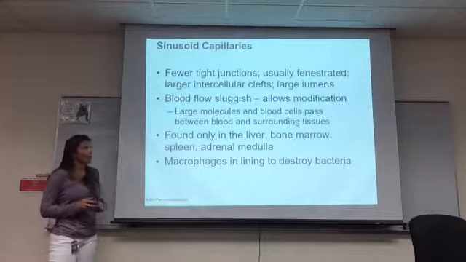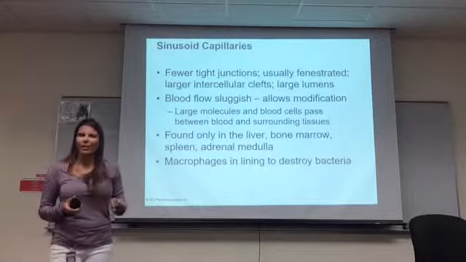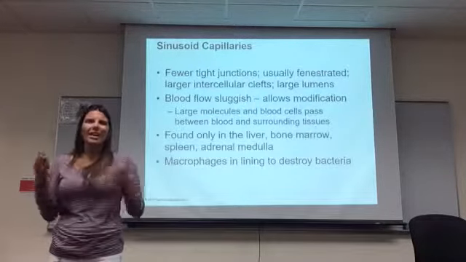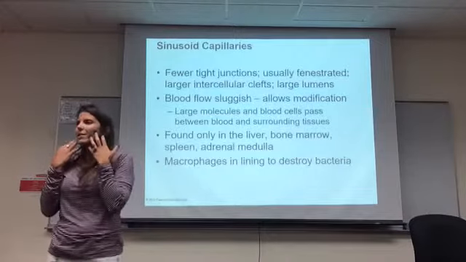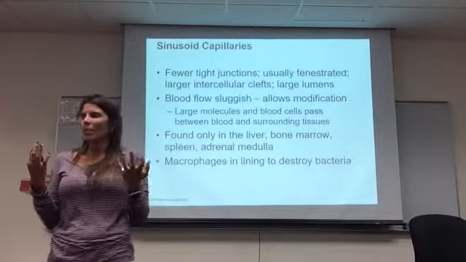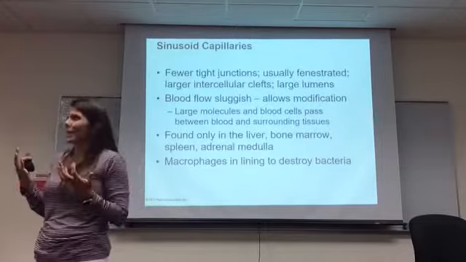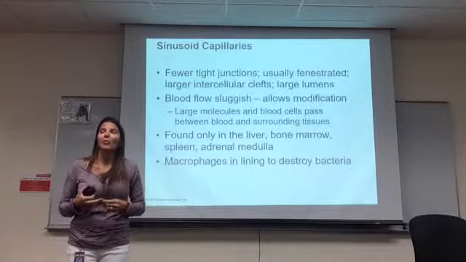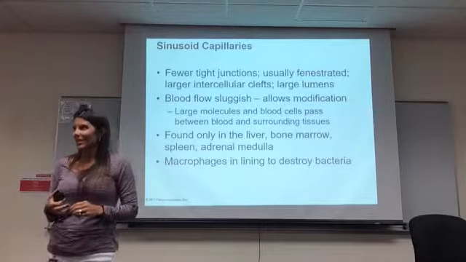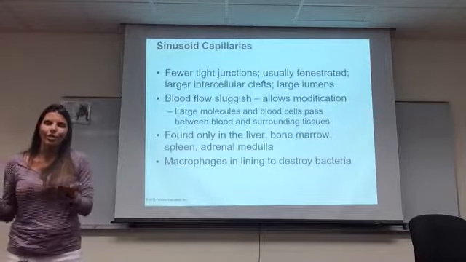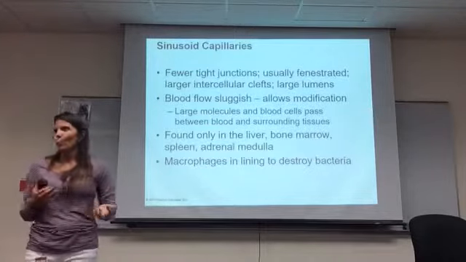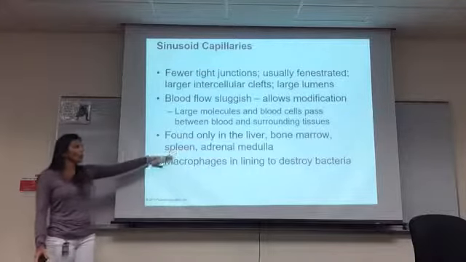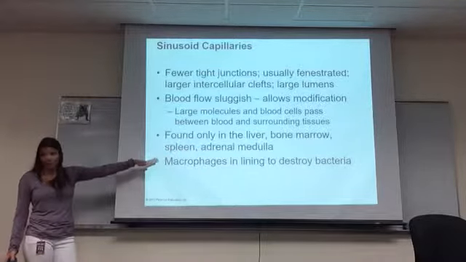I don't know if any of you remember when we talked about sinuses, what they were, because we mentioned them in the skull, but a sinus is just like an opening. We have sinuses in our skull, they lighten our skull, but they're just really large openings. So if I have sinusoid capillaries, these are capillaries that probably have really large openings. And I'm going to find them in places where really large things need to go through. Okay, so it mentions that we find these only in the liver, bone marrow, spleen, and adrenal medulla.